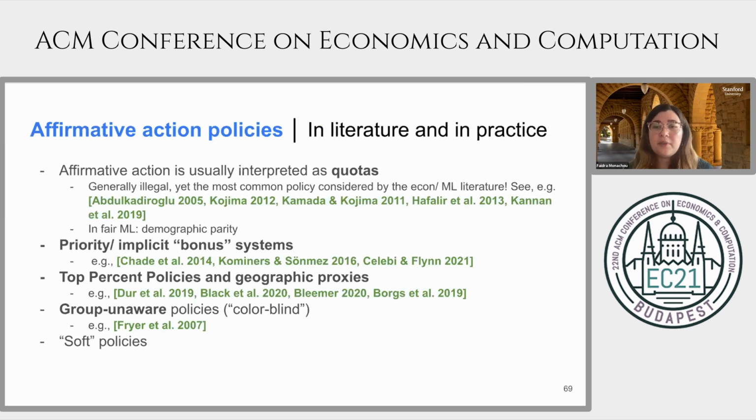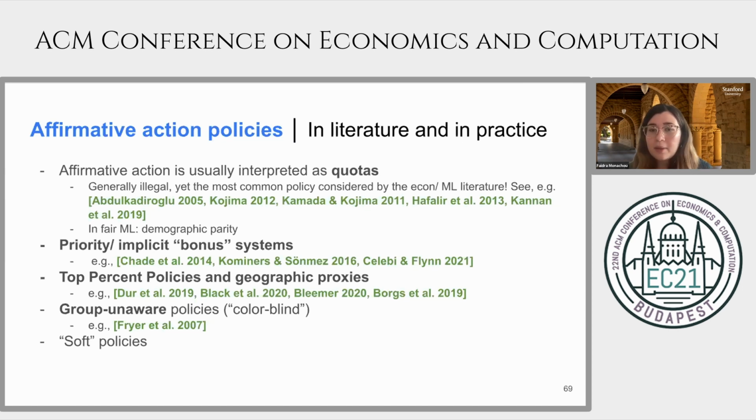So let me first start with a review of affirmative action policies in literature and in practice. Of course, these topics are well studied, but I think that research-wise it is actually a good time to revisit these questions now through a fairness perspective. Many papers in the literature usually interpret affirmative action as a quota rule. This is often seen in ML as well, which means that the school targets a certain fraction of minority students that it wants to admit. And such rules have some very nice properties. For example, they help us achieve simple notions of fairness like demographic parity.